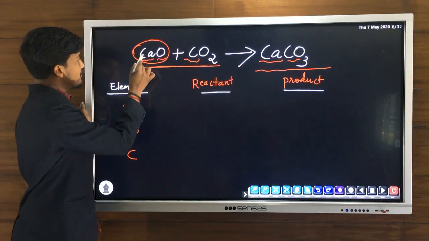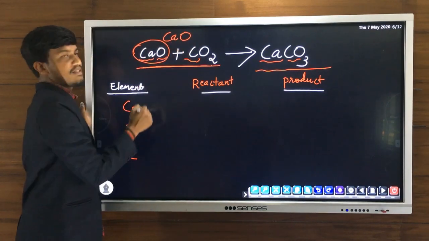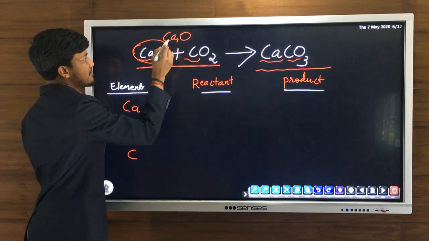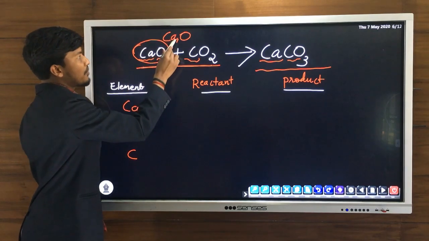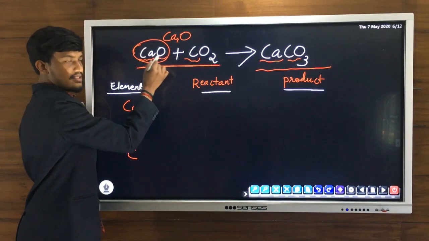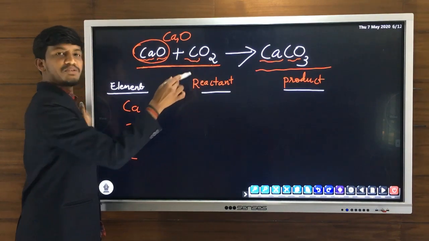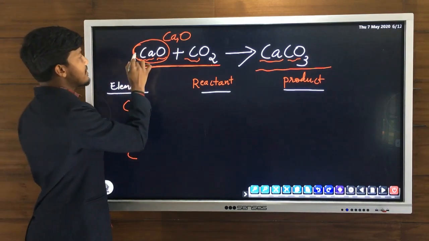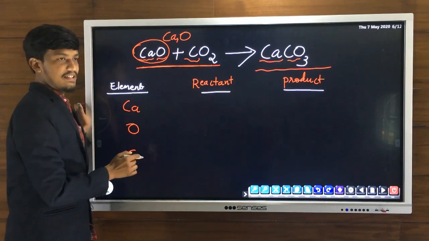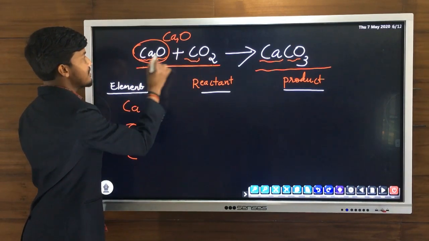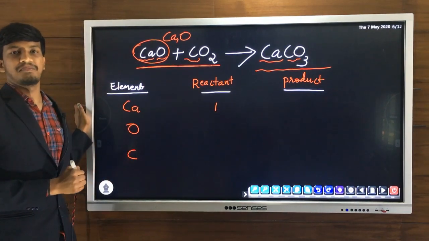So Ca is present in the first one, in CaO, and the number of Ca atoms in CaO will be 1. So we have seen that if there is no subscript means the number is 1. So the number of Ca in this compound is 1. And what about in CO2? In CO2 there is no Ca atom. So Ca element is present only in CaO when you take reactant side. So the number of Ca atoms on the reactant side, there we have only one Ca atom.